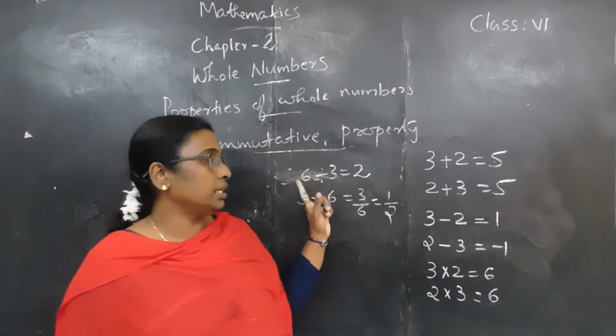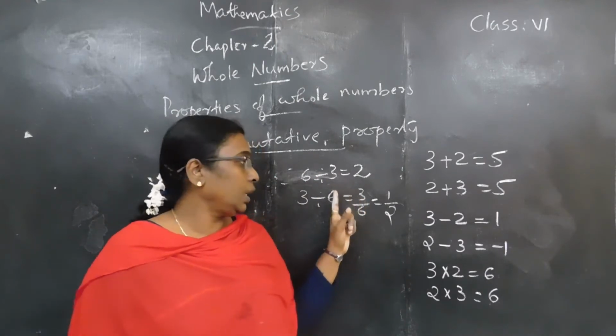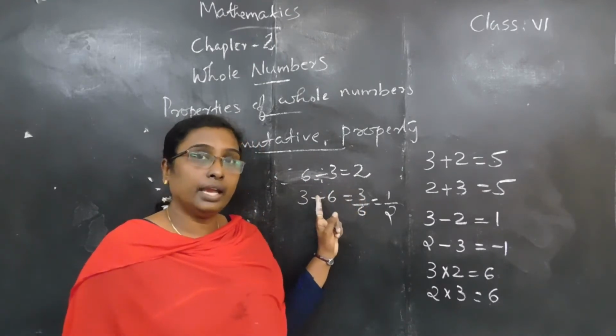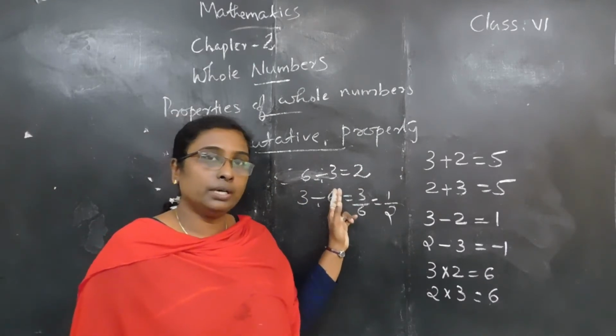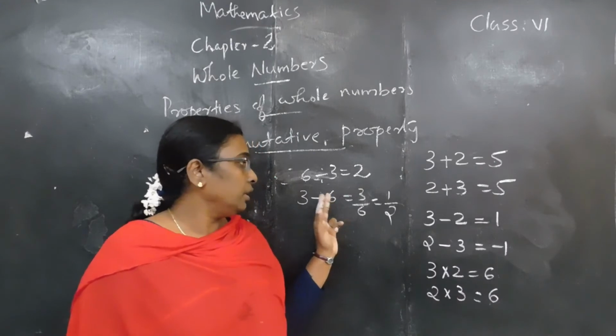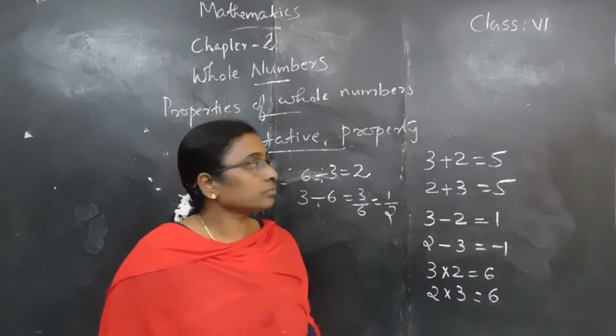In case of division, two whole numbers cannot be divided in any order. Therefore, we can say that whole numbers are not commutative under division.